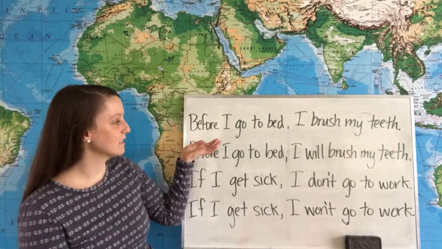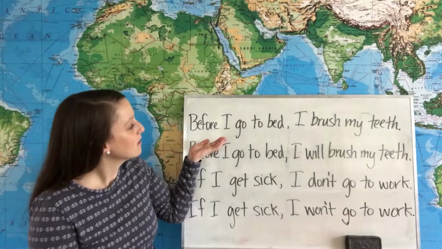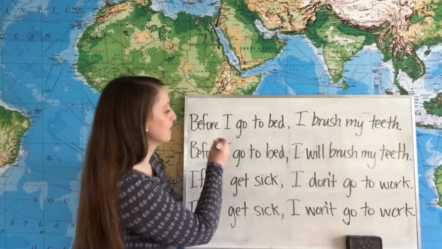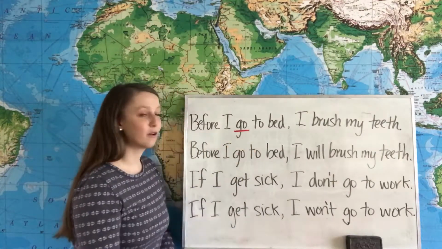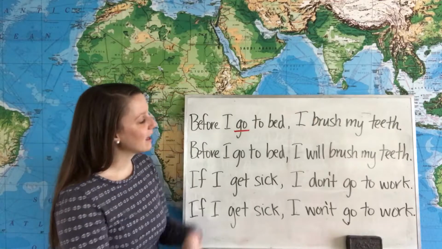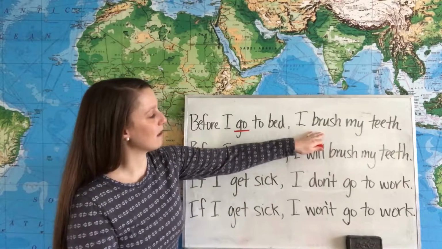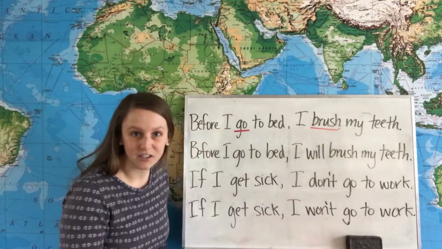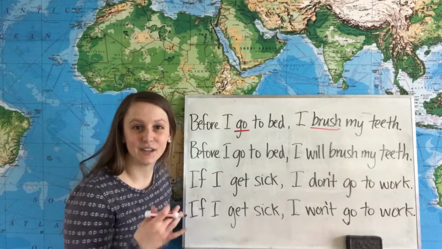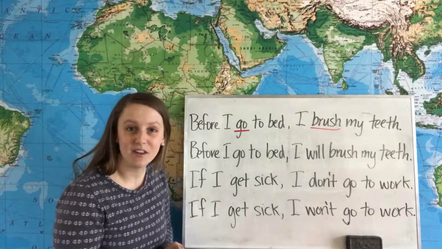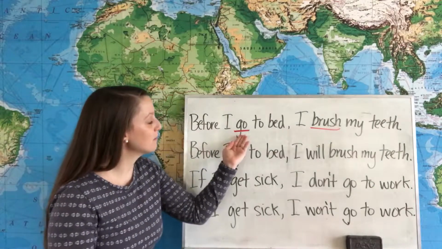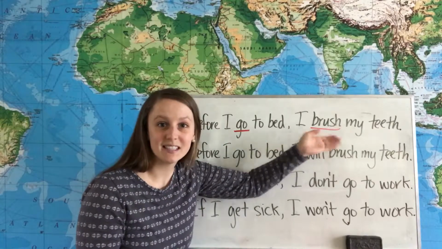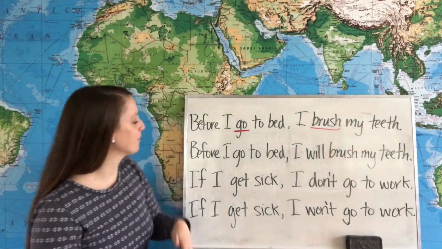Our first example is, before I go to bed, I brush my teeth. In this sentence, we have a time clause with a simple present verb, go, and our independent clause, I brush my teeth, with a simple present verb, brush. This sentence is talking about a habit, and we know this because it uses a simple present verb in both clauses. Let's compare that to our second example.